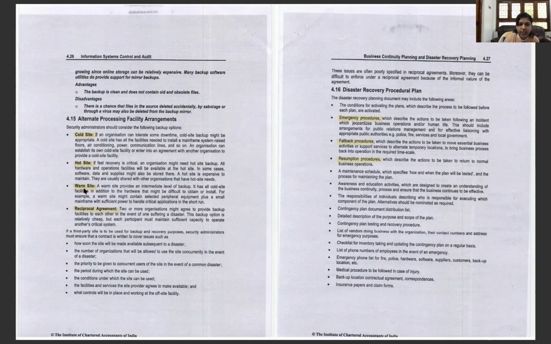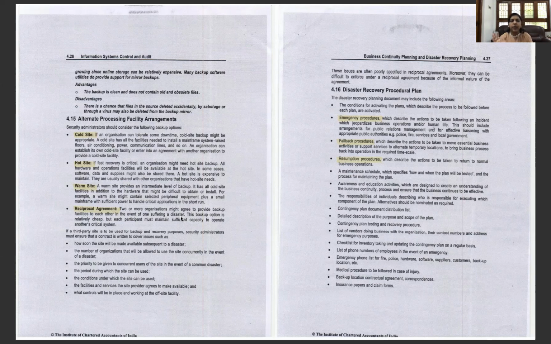A warm site is between the hot site and the cold site. It's a balance between both. It has all cold site facilities and, in addition, hardware that might be difficult to obtain. And then what is a reciprocal agreement? Two or more organizations agree to provide backup facilities to each other in the event of one suffering a disaster. That is lending a shoulder to a friend in distress.